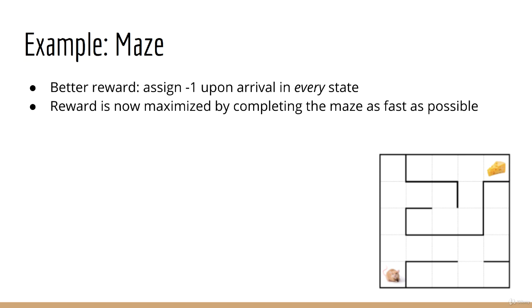Perhaps a better reward structure would be to assign -1 reward at every state. In this case, you can maximize your reward by solving the maze as fast as possible. Doing any extraneous actions will lead to a more negative reward. Not solving the maze will lead to the most negative reward. So in this case, assigning a negative reward upon reaching any state will allow your agent to solve the environment.